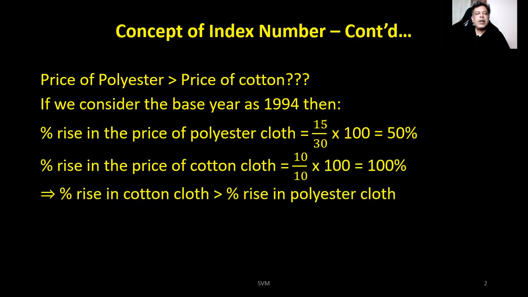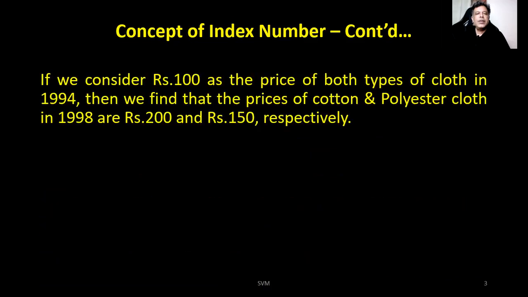So the percentage rise in cotton cloth is just opposite to the simple price rise. Here, the percentage rise in cotton cloth is greater than the percentage rise in polyester cloth. If we consider rupees 100 as the price of both types of cloth in 1994, then we find that the prices of cotton and polyester cloth in 1998 are 200 and 150. How is it 200? Because there is a price increase of 100% in cotton cloth and 50% in polyester cloth. That is why 100 has become 200 and 100 has become 150 for cotton and polyester respectively.